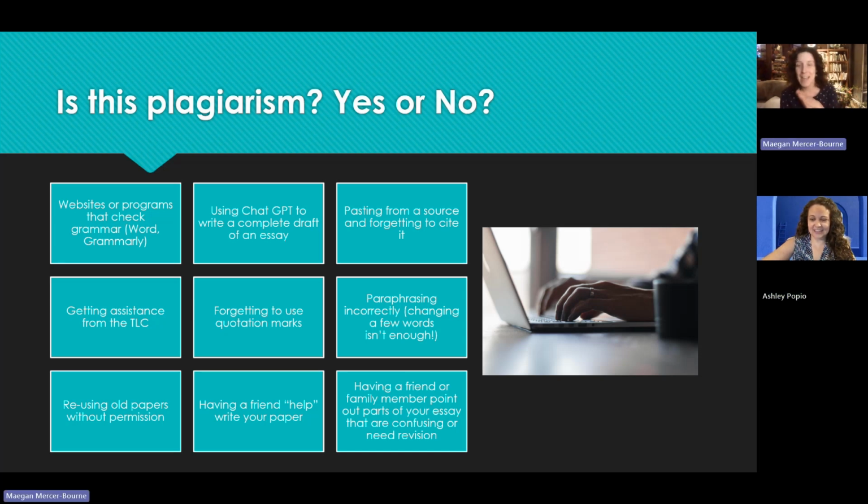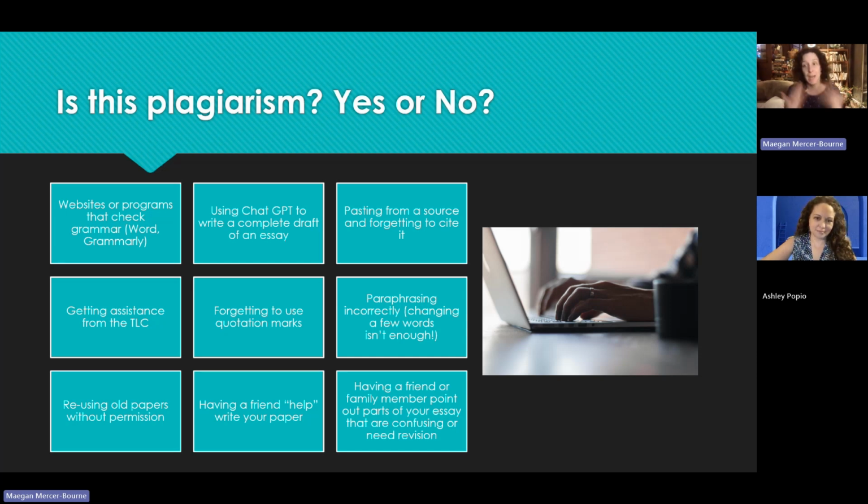All right, having a friend help write your paper. Well, I know a friend is wrong, but what about my mom? My mom always helps me write my papers. So this is where it can be tricky because just like getting help from the TLC isn't plagiarism, it isn't unethical. It could maybe be okay to get help from a parent, but the problem is they won't know when they've crossed that line into taking over your paper.